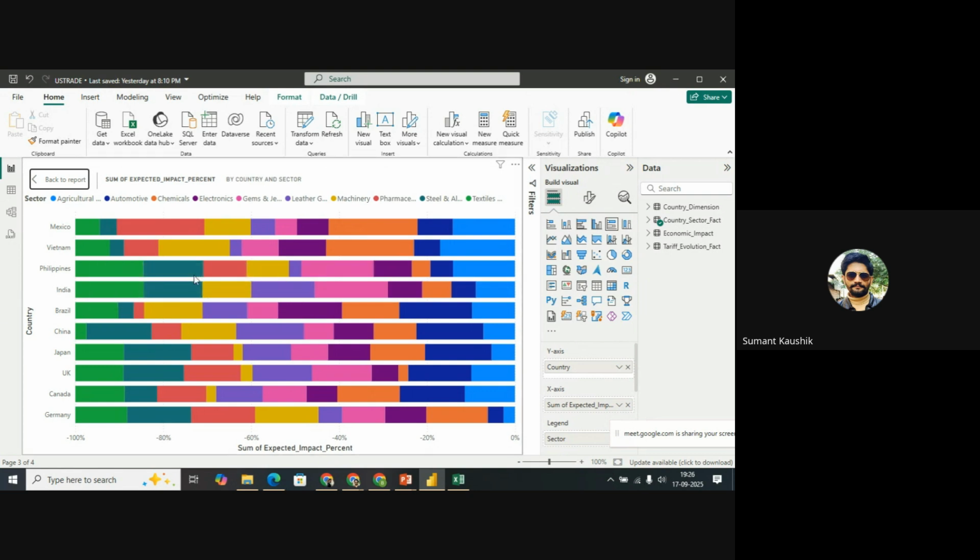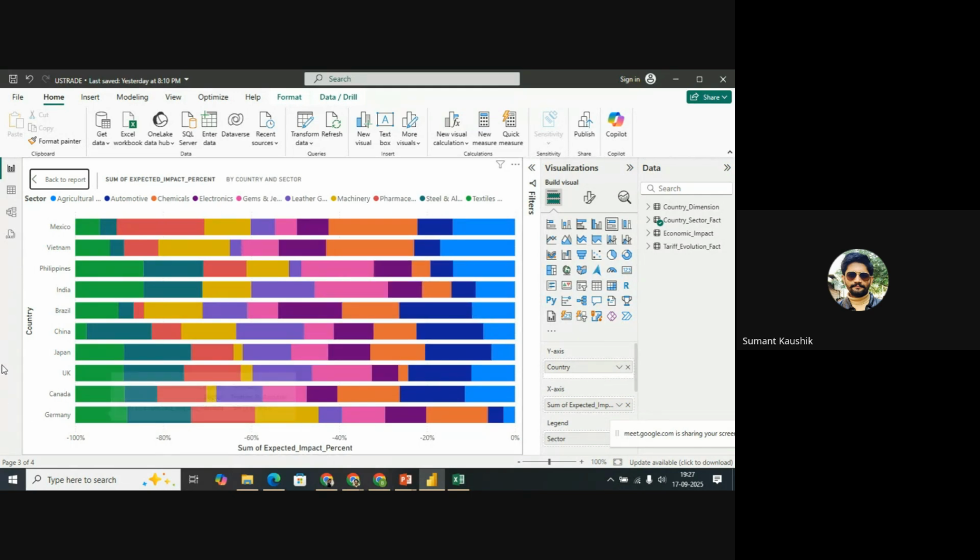Now in the case of the Philippines, we find it to be gems and jewelry. In the case of India, as I've already mentioned, the highest impact will be on textiles as well as gems and jewelry. So the gems and jewelry sector is similar in the case of the Philippines and India. For both India and the Philippines, the gems and jewelry sector will be most affected, and secondly, the textile sector.